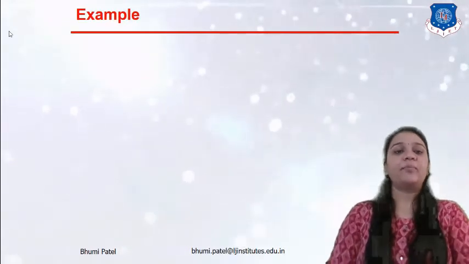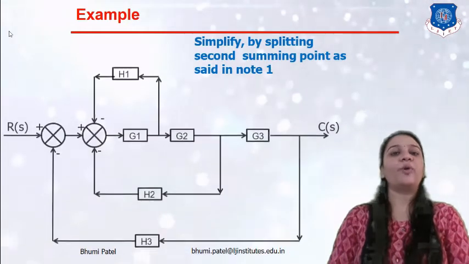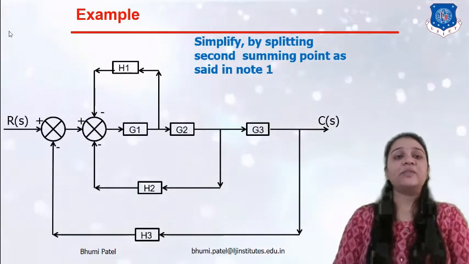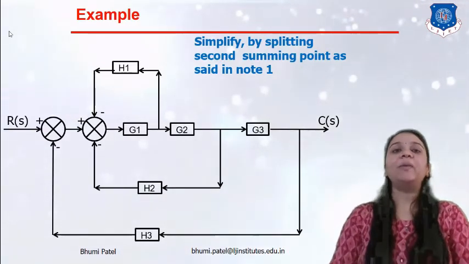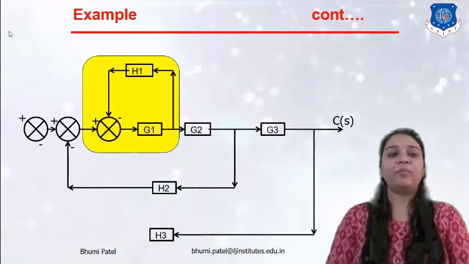So the next example is: simplify by splitting the second summing point, as said in rule number 4. Here you can see that we can split the second summing point, and then we can apply the block diagram reduction rules. So we can split this summing point.